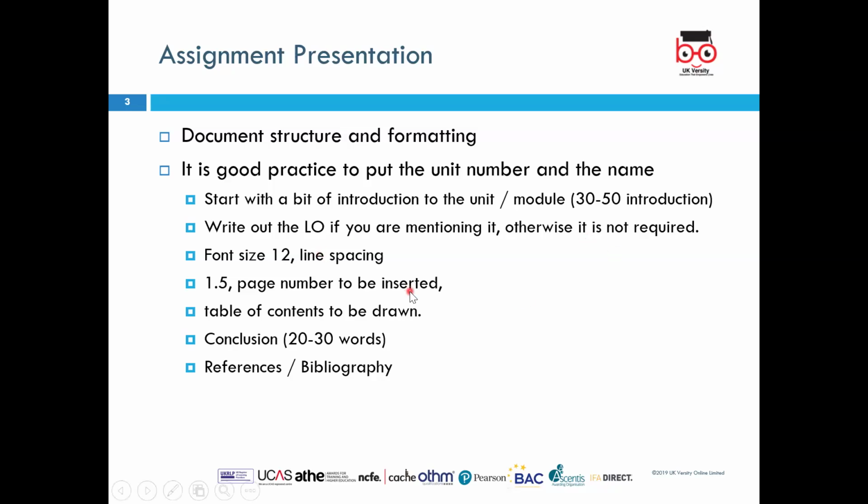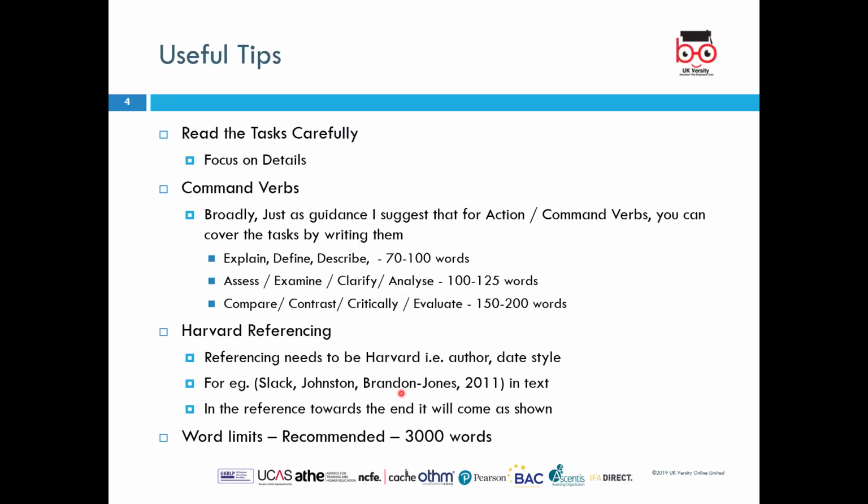Your font size, sorry, should be 12. Your line spacing should be 1.5. Page numbers need to be inserted, whether above or below, it's up to you. The table of contents goes on the second page, after the first page. Your conclusion is 20 to 30 words, and at the end, you have your bibliography or your references. Now, there are some useful tips that you need to remember.